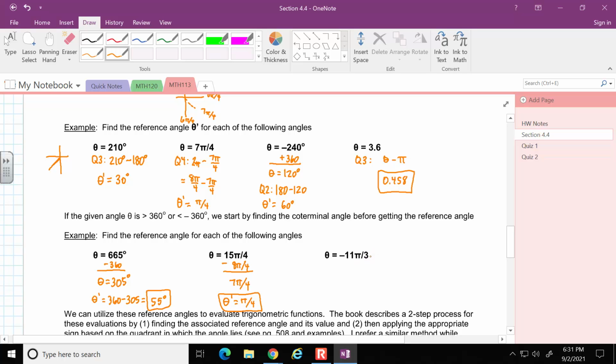Okay. Same thing with this one. I could say, well, let's add 6 pi over 3 twice. So plus 12 pi over 3. And I get, hey, pi over 3. So that's in quadrant 1. So that means my reference angle, theta prime, is that exact same thing, pi over 3. Okay, now I went through those kind of quickly because those are kind of similar.